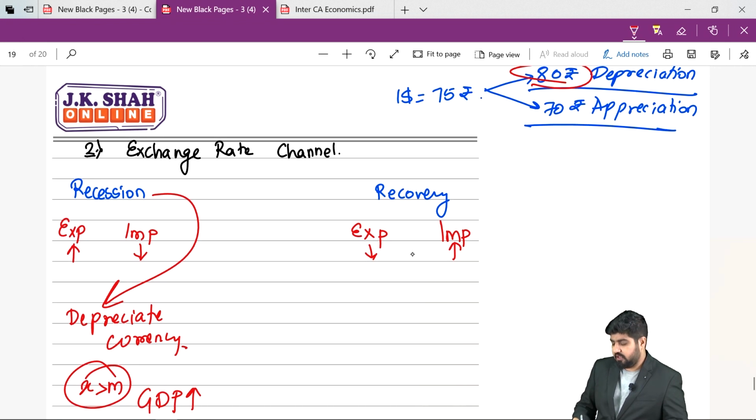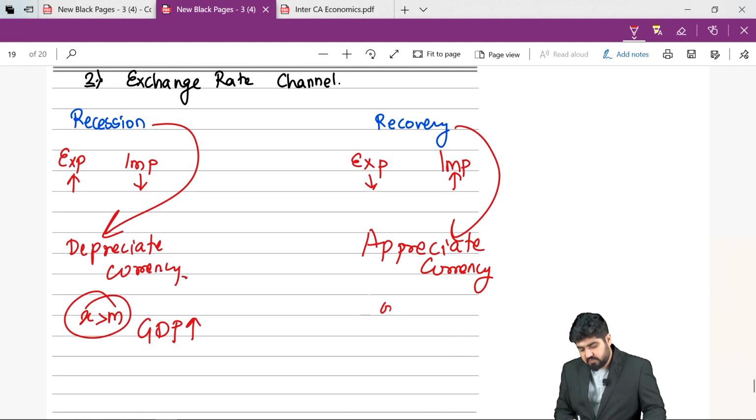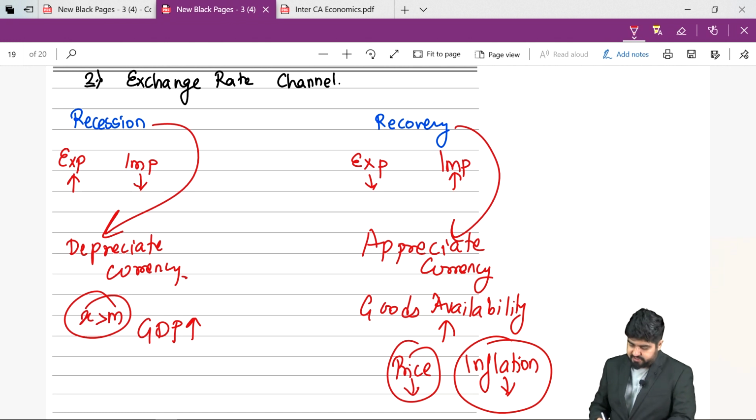When is that possible? When will importers import more? When will you import more from other country? When you get it cheaper at 70 rupees? Yes or no? So at this time, at the time of recovery, we will appreciate our currency. When we appreciate our currency, exports decreases, imports increases. That means goods availability, that is aggregate supply, will increase. If there is more and more supply, that means price will be under control, inflation would fall. This is how, friends, exchange rate channel would operate.